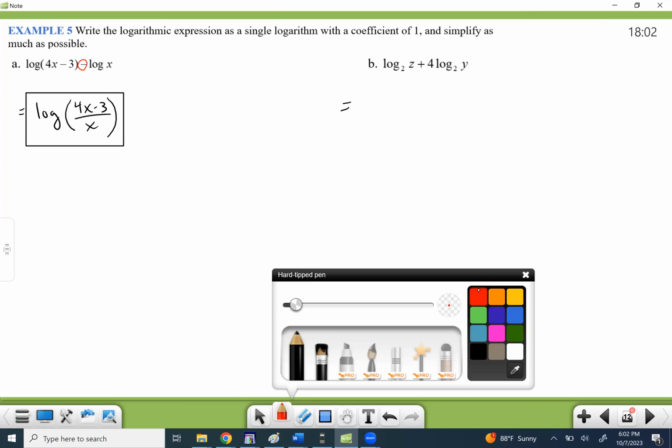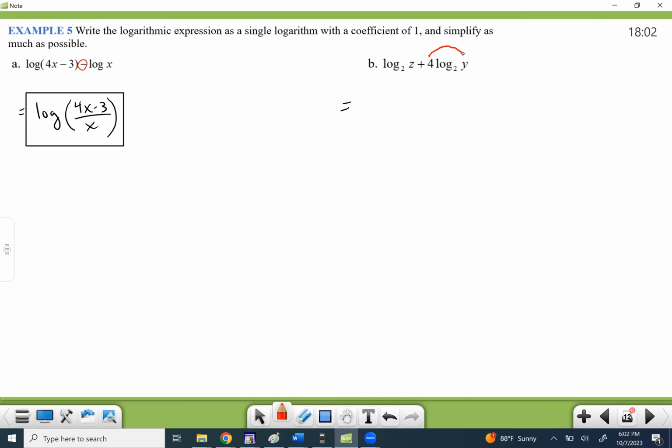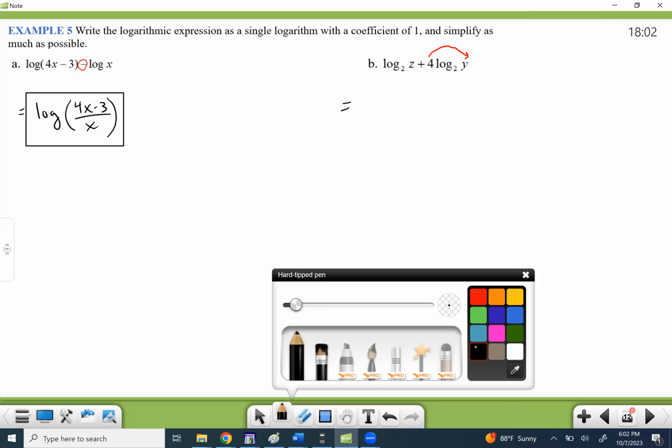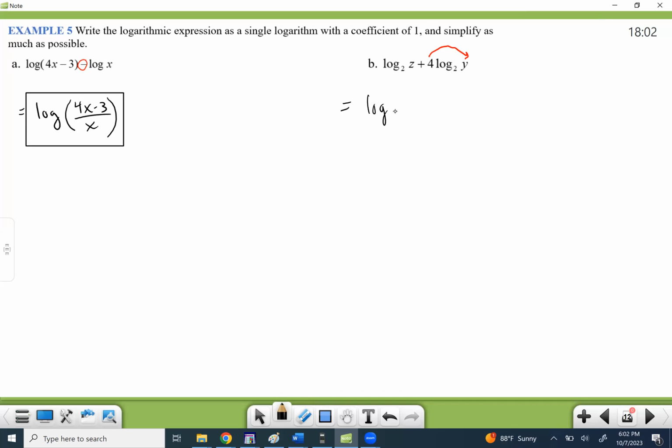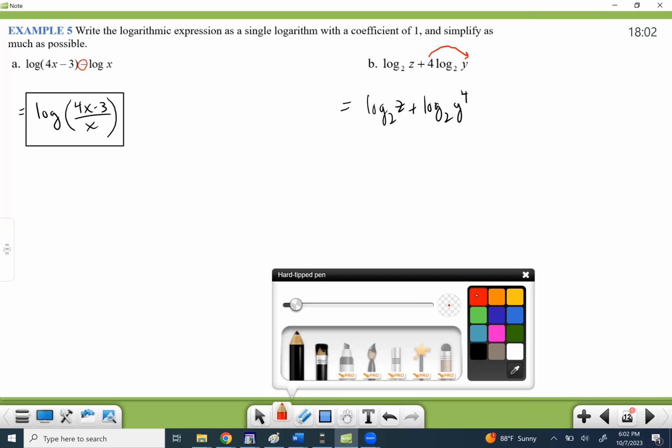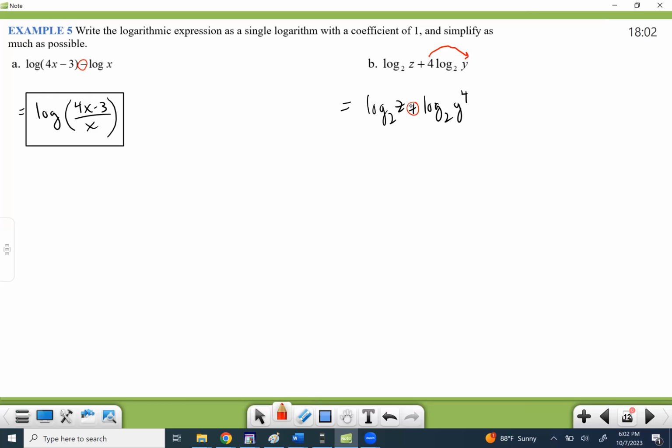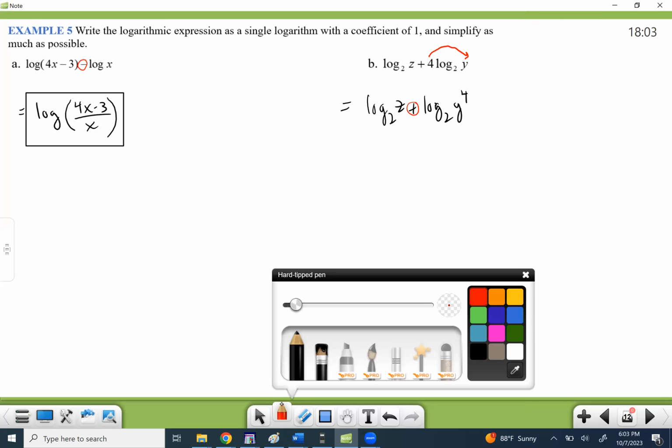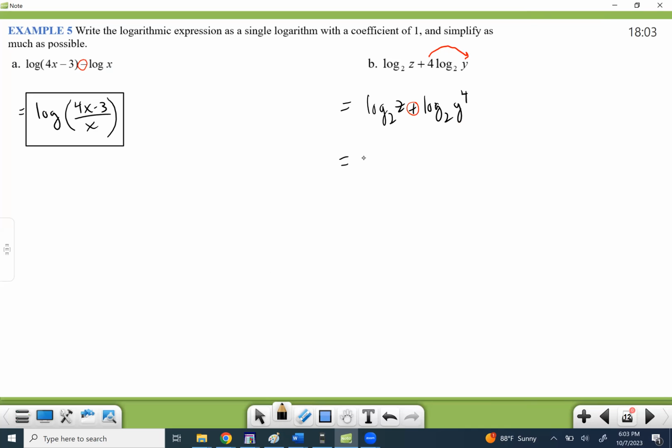Well, first of all, numbers in front were exponents. So let's put it back into the exponent. All right, and then plus, that's going to become multiplication, right? Okay, so addition will become multiplication. It's going to be a single log. Log base 2 of z times y to the 4th.